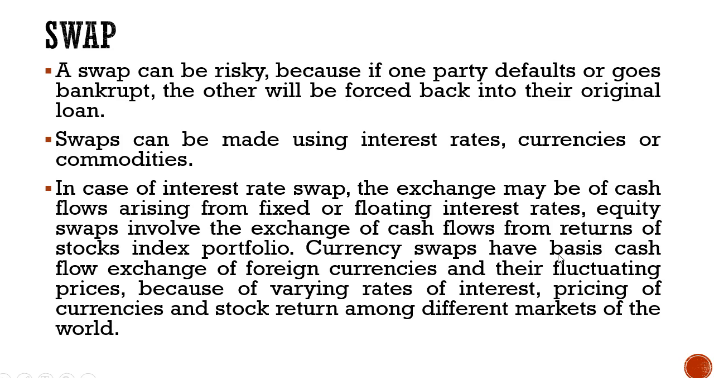Currency swaps have a basis of cash flow exchange of foreign currencies and their fluctuating prices because of varying rates. So, under currency, swapping takes place between your domestic currency and foreign currency because of the fluctuating prices. Now, because of varying rates of interest, pricing of different currencies and stock returns among different markets of the world, swapping takes place because of all these factors.